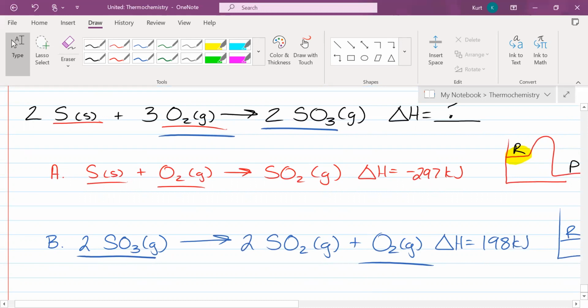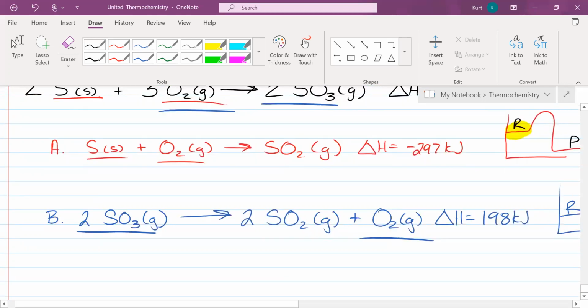How many are there in our main equation? Good. How many oxygens are there in equation A? How many O2s? 1 O2. How many O2s are there in our main equation? 3. Now, here we have 2 sulfur dioxides, but sulfur dioxide is not part of this. So what I'm looking at here is we're going to have to change the coefficients a little bit, but we'll get to that momentarily. Let's take a look at B.